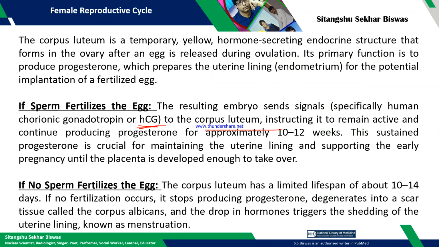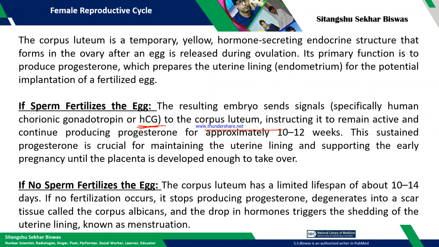This sustained progesterone is crucial for maintaining the uterine lining, as I told, and supporting the early pregnancy until the placenta is developed enough to take over. Otherwise, if due to some reason the progesterone level falls, then again the uterine shedding will start. The period will start again, and the pregnancy will be aborted.